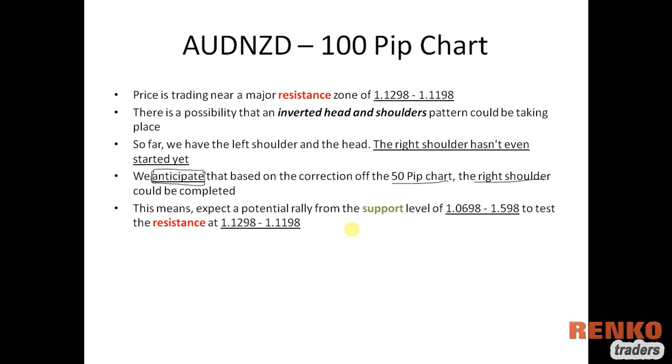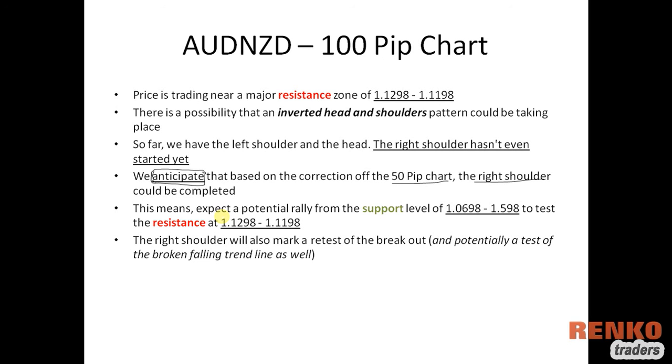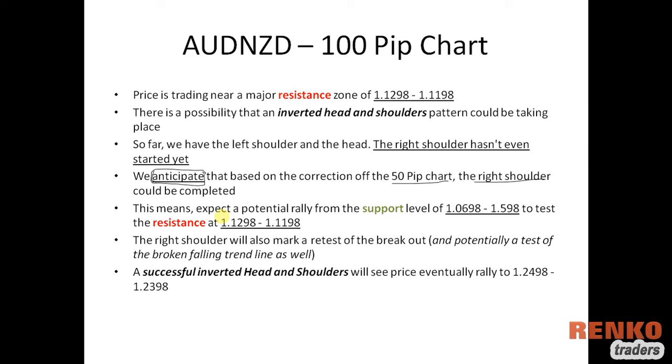So we could expect a potential rally from the support of 1.0698 to 1.0598 to test the resistance, the current neckline at 1.1298 through 1.1198. The right shoulder will also mark a retest of the breakout of the trend line, as I've mentioned, and a successful head and shoulders, which means a break above the current resistance of 1.1298 and 1.1198. We'll see a rally to 1.2498 to 1.2398, which marks the measured move of the inverted head and shoulders pattern.